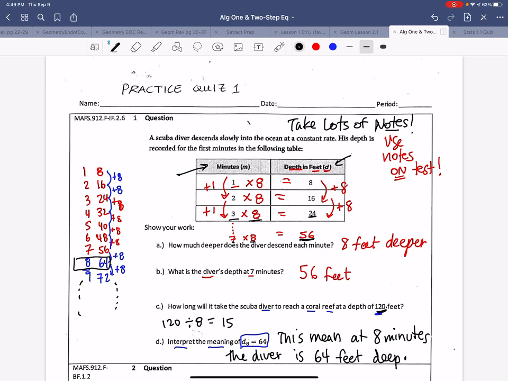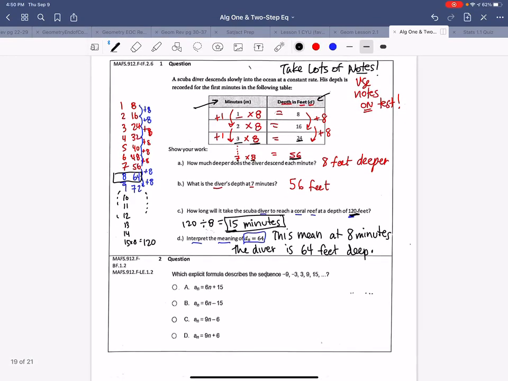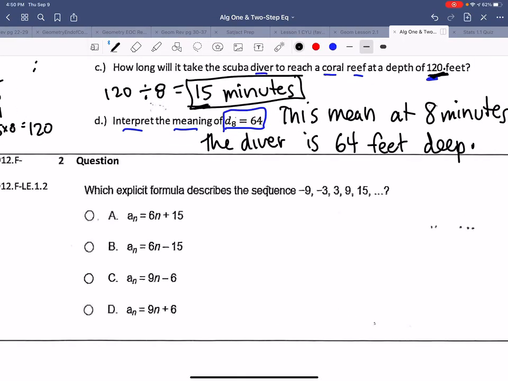So if I keep going 9, 10, 11, some of you maybe did this. Then at 15, because 15 times 8 is 120 feet deep. So how long will it take? It will take 15 minutes to get to a depth of 120 feet. Cool. Now we see what is the explicit formula of here.